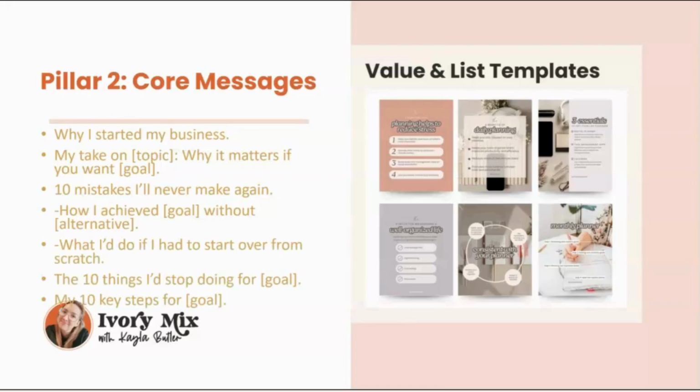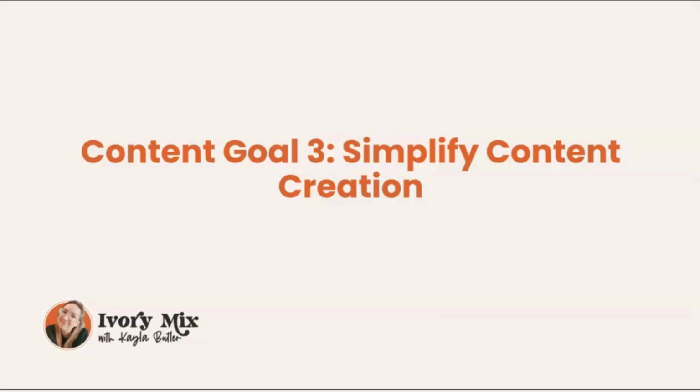So these are going to become your core messages, which are a pillar in your content strategy. Some other content ideas might include 10 things you'd stop doing if you wanted to reach a certain goal, or my 10 key steps for a process. I like the idea of using simple lists and charts to explain a process step by step, because it's easy to read, easy to digest, but the information is super impactful. So I've given an example of these value and list Canva templates that you could use for this type of content.